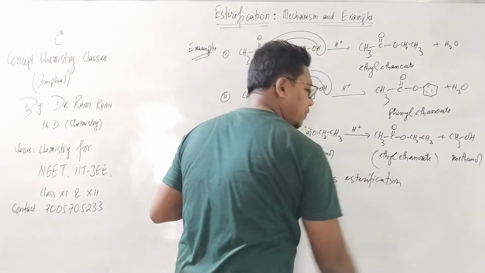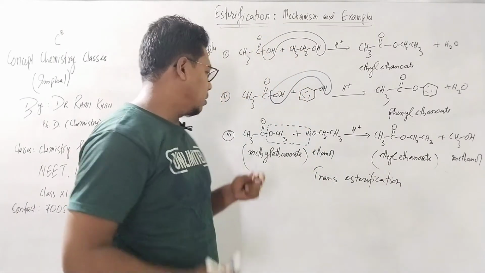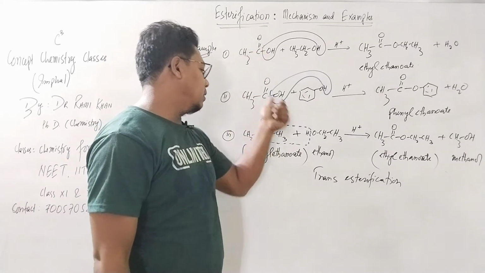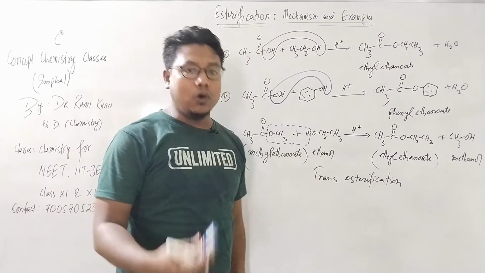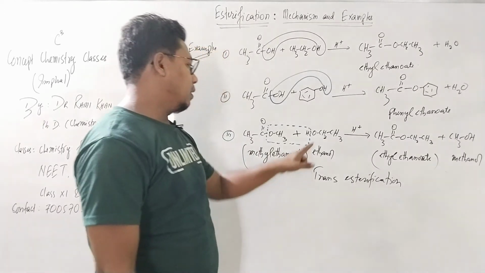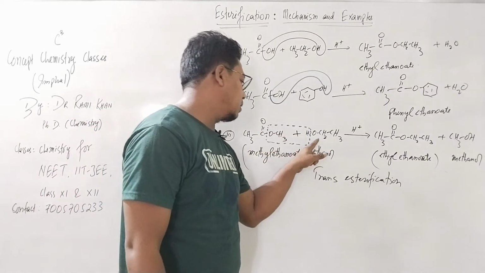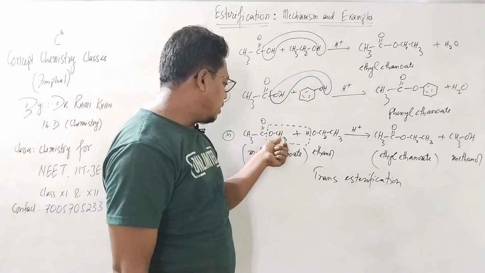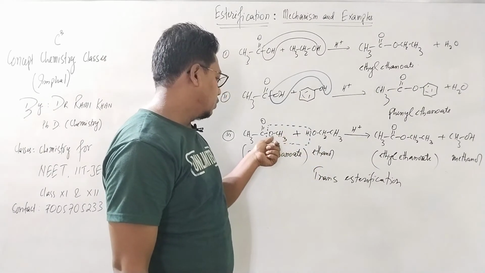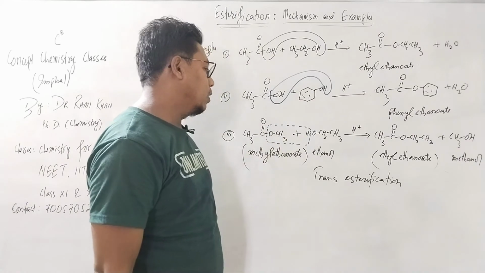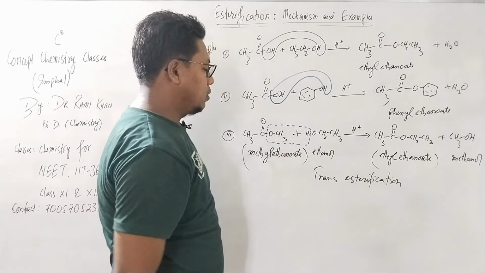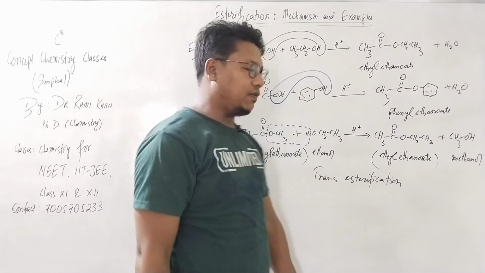So in trans-esterification, we take an ester in place of carboxylic acid, and this ester is reacted with an alcohol which contains a different number of carbon atoms compared to this alkyl group, which is attached to this oxygen, right? So that we obtain a different ester. So this is called trans-esterification.